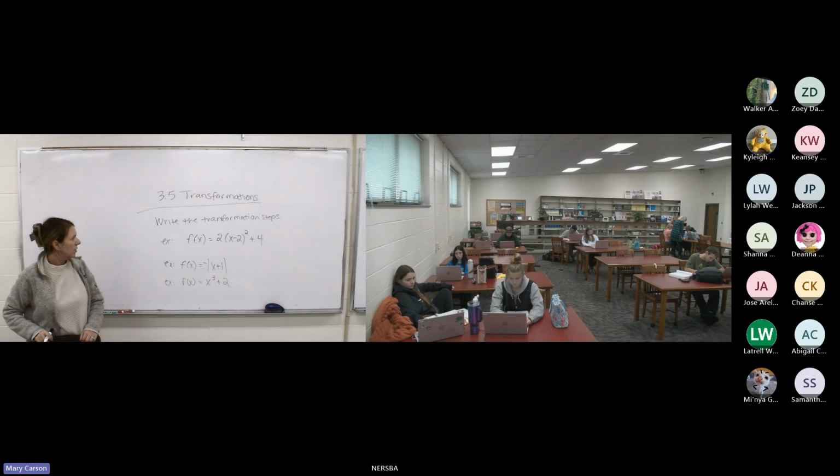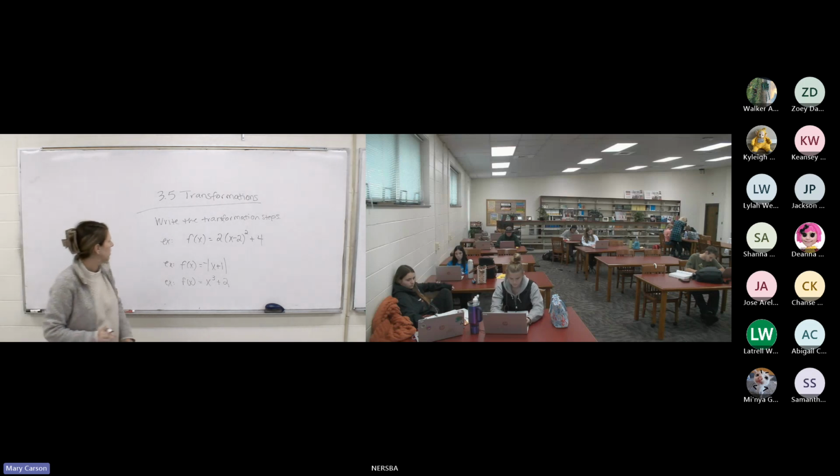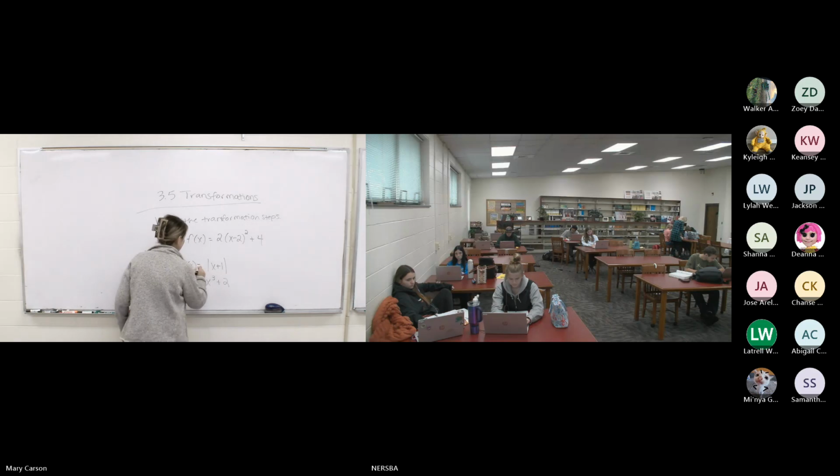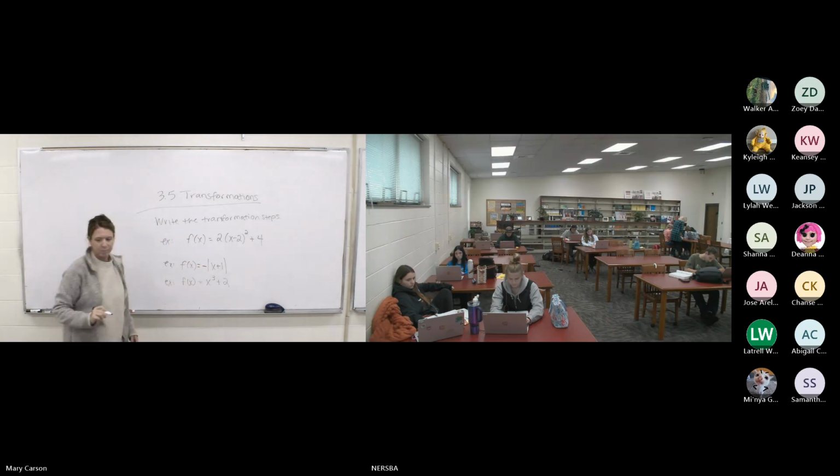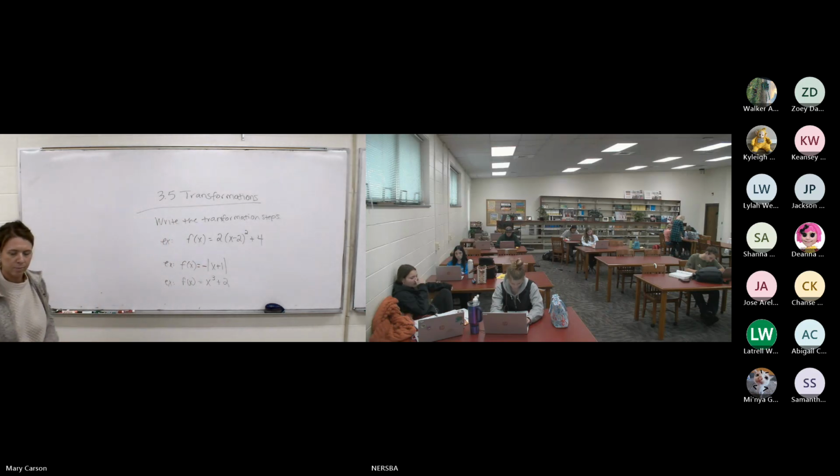All right, write these down, then we'll talk about the transformation steps. Now, you could just graph these in the graphing calculator and kind of do it piece by piece to figure out the steps. But I do want you guys to know how to do it.